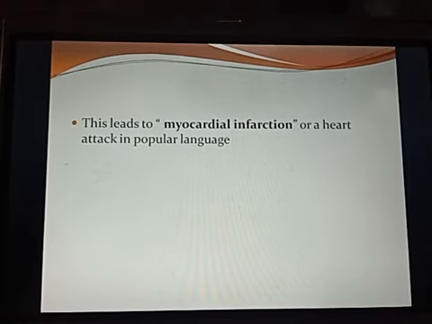This will lead to myocardial infarction, which in common terms is called a heart attack. You need to keep in mind what myocardial infarction is. What actually happens in myocardial infarction? Due to the blockage of the coronary artery, the walls of the heart are not supplied with oxygenated blood. So deadening of the walls of the heart takes place, which leads to myocardial infarction.